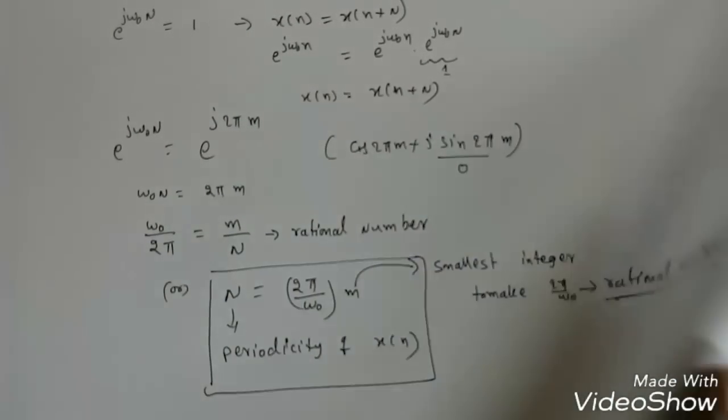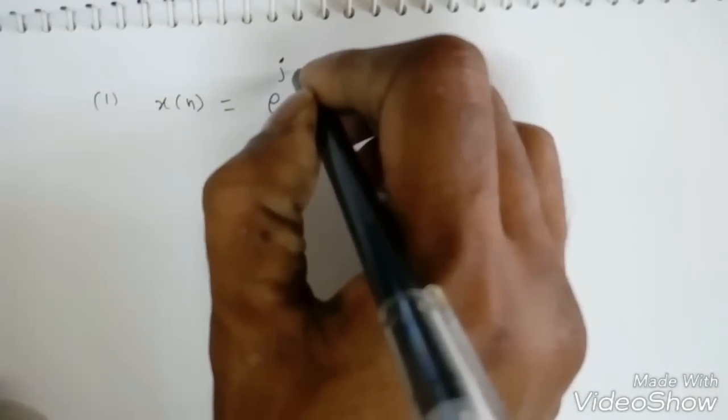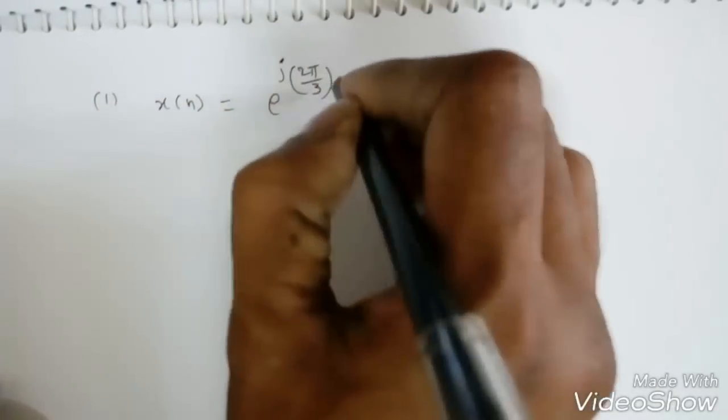Now let me take an example of how to find it. Suppose some question is given like this: x of n is equal to e power j 2 pi by 3 into n.